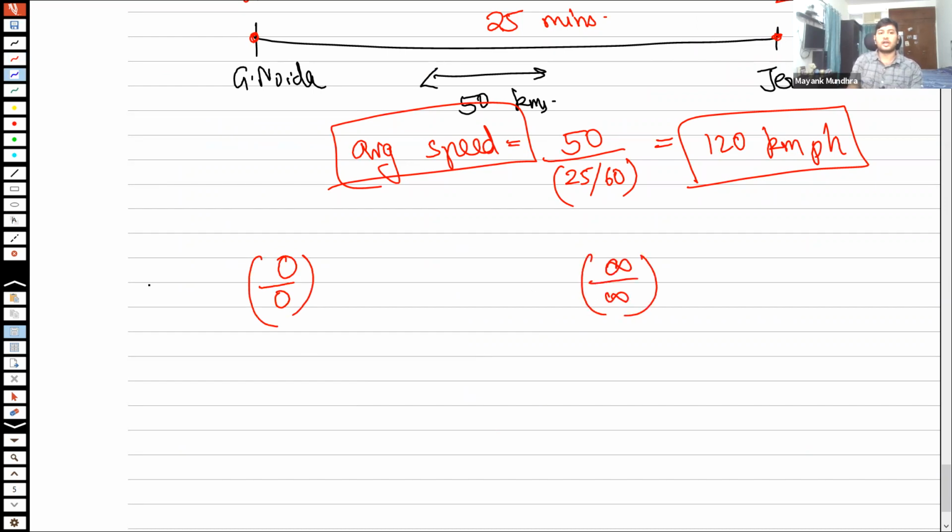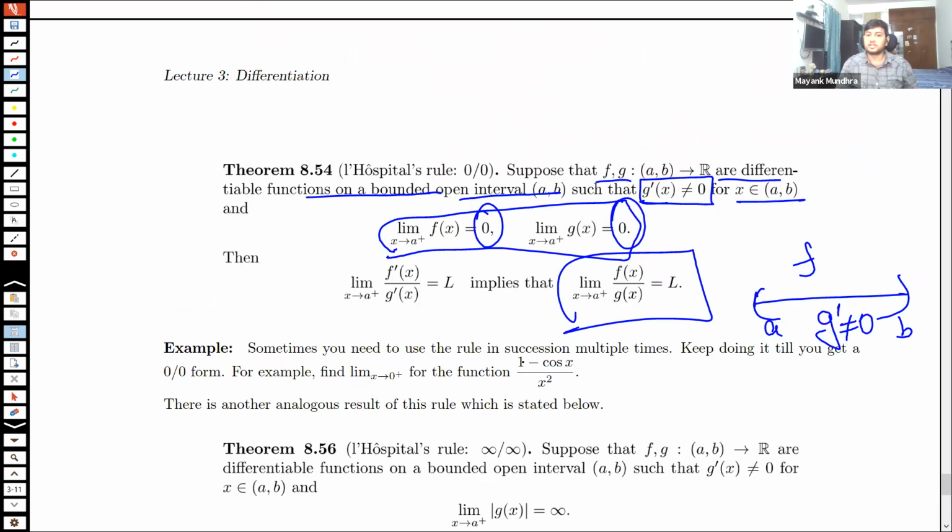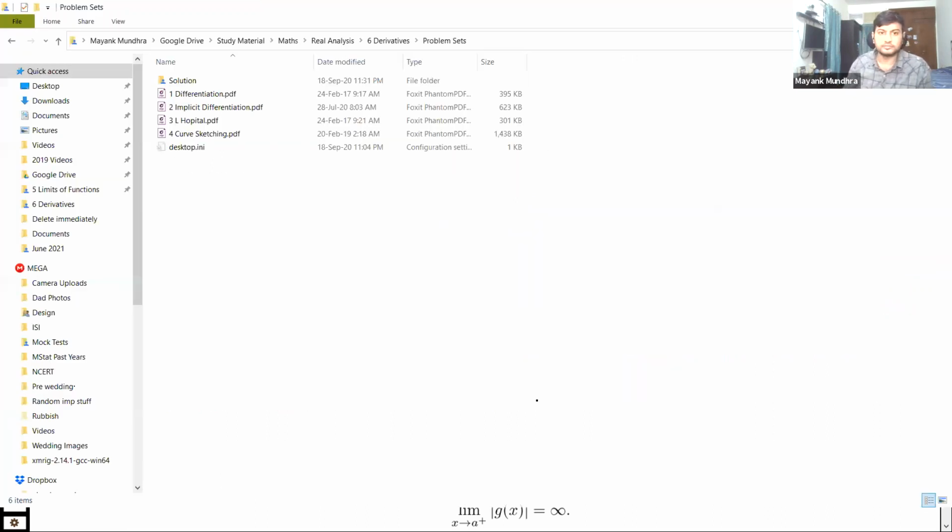So suppose you have f by g going to the 0 by 0 format, then you can differentiate them, f prime by g prime, and let's say this thing is equal to L, then f by g will also be equal to L. 0 by 0 cannot be determined, so then we use L'Hopital. We differentiate the numerator and we differentiate the denominator. So let's look at this example: 1 minus cos x upon x square.